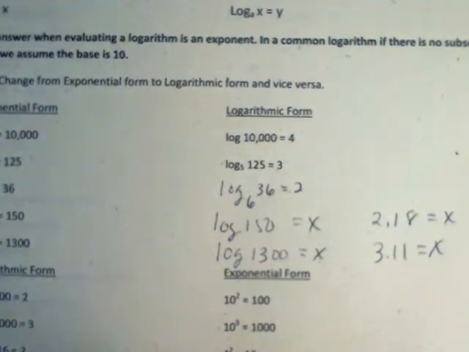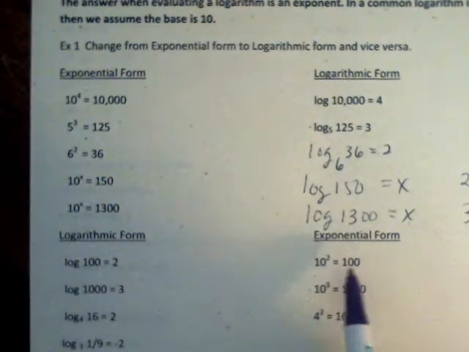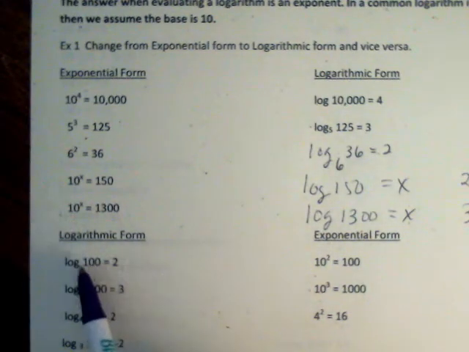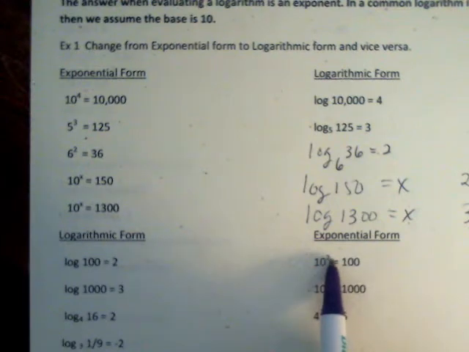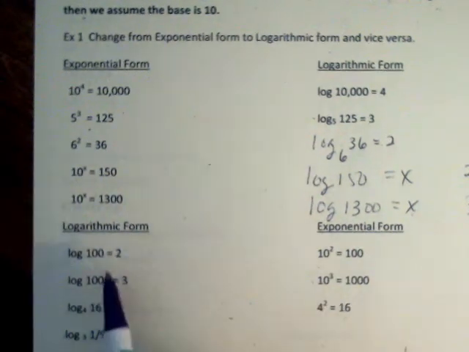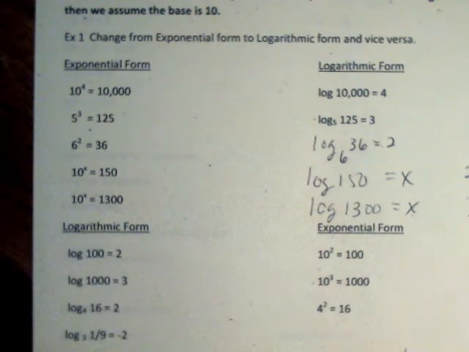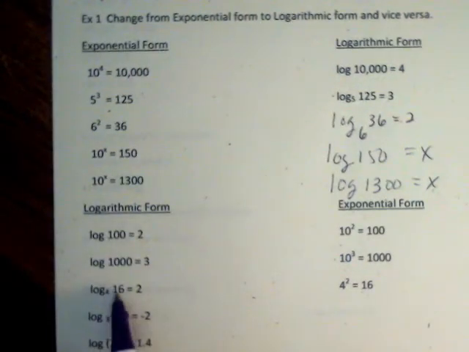Okay? So now I'm going back the other direction. I start with the logarithm. Now I want to change it to the exponential form. So log, we don't write the base, we assume it's 10, of 100 is 2 because 10 squared is 100. So my base is 10, 2 is my exponent, 100 is my number. Here, log of 1,000 is 3. 10 cubed is 1,000. Then I get into other bases. It's okay. Just do the base to the exponent equals the number.